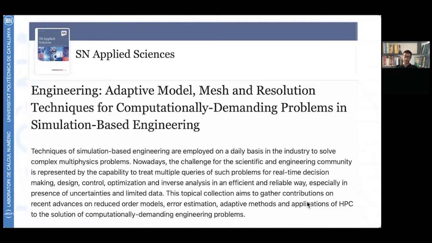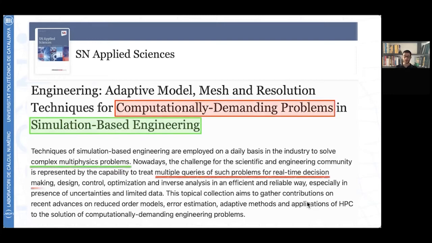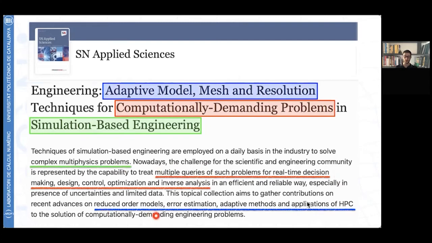The topic of the topical collection is adaptive model, mesh and resolution techniques for computationally demanding problems in simulation-based engineering. What we were thinking about with Enrique was the solution of complex multiphysics problems, which are ubiquitous in physical sciences and engineering, using simulation-based techniques, so computational engineering. Specifically, we are interested in problems that involve multiple queries in order to perform real-time decision-making, design, control, and optimization, inverse analysis. And in order to solve these problems, we rely on reduced order models, error estimation, adaptivity techniques, and application of HPC.